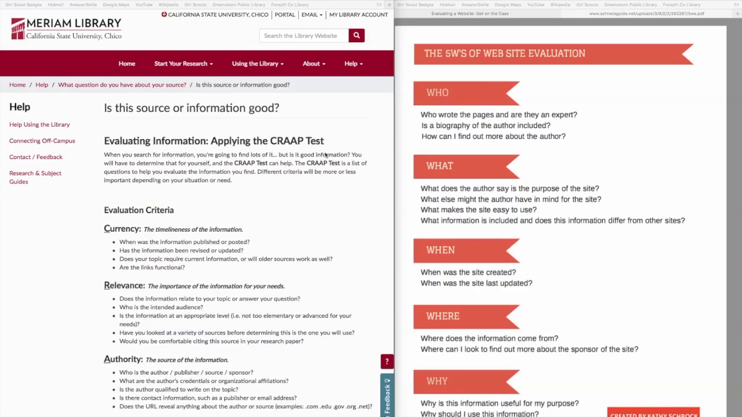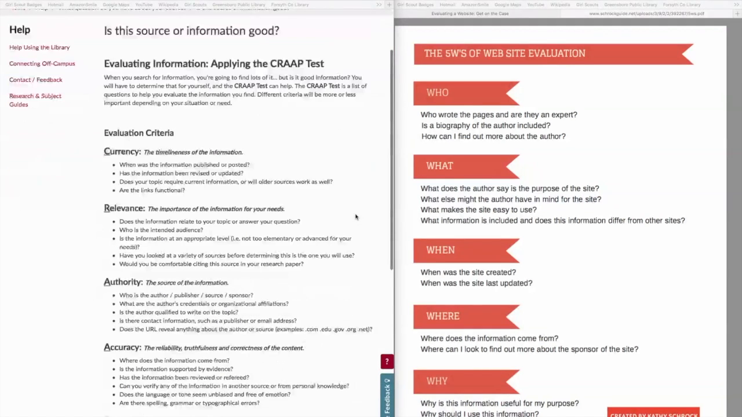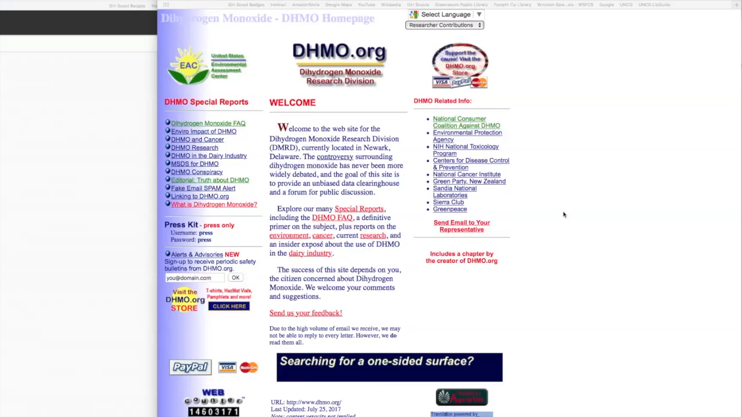There are many methods for evaluating. There's the CRAP method created by librarians from California State University, or Kathy Schrock's 5 W's. We're going to look at what happens when students use these types of guiding questions to evaluate. We've chosen this website about the dangers of dihydrogen monoxide. I'll use the guiding questions I used with my students when I told them to get on the case to make sure a website was current, appropriate, supported, and exceptional.